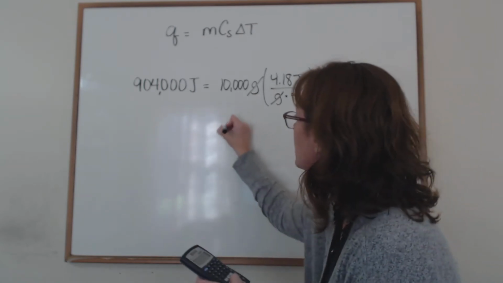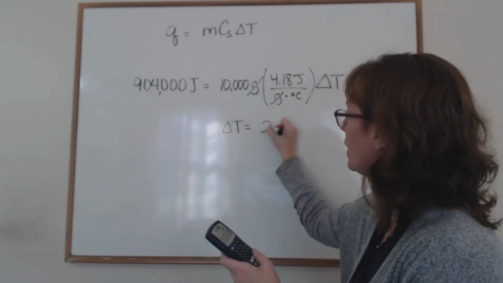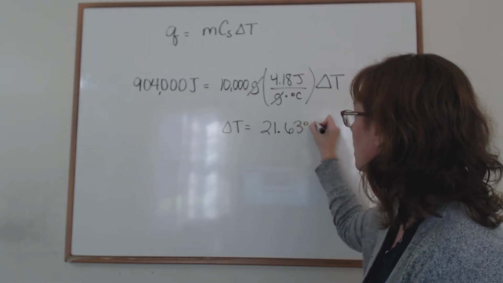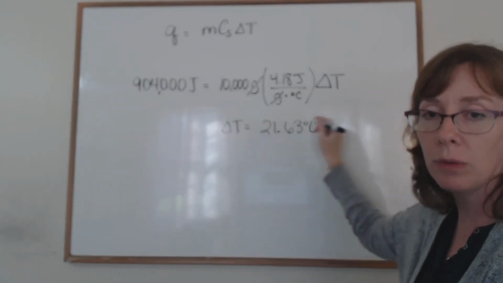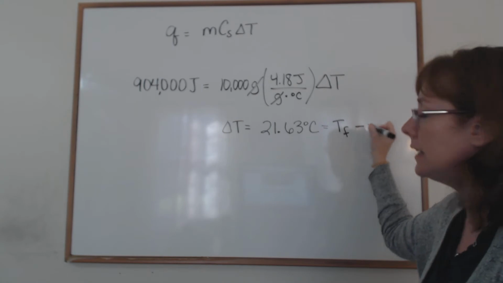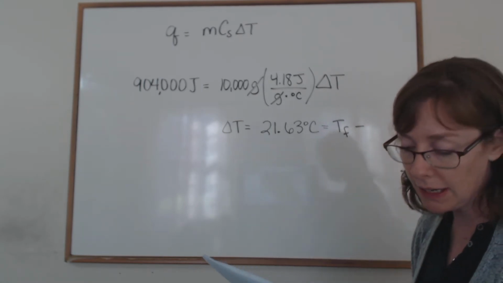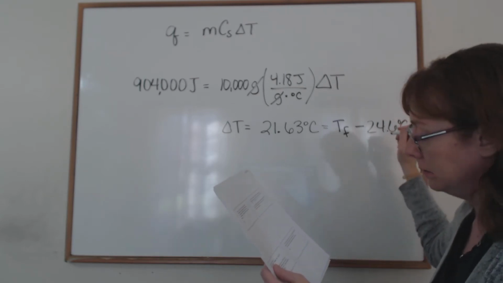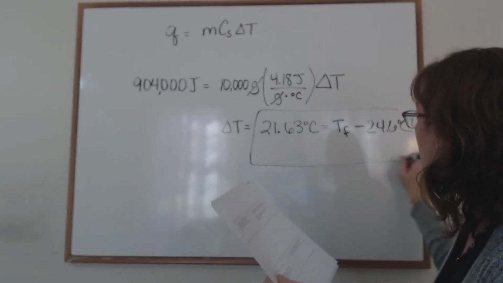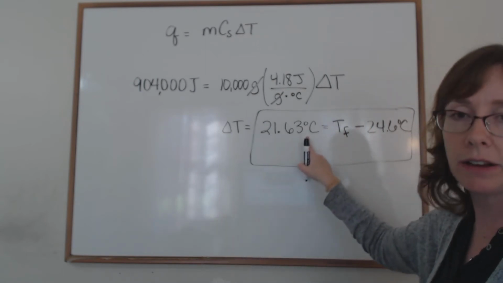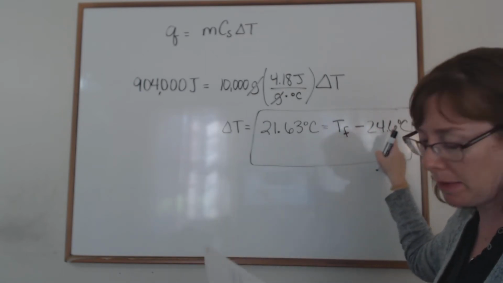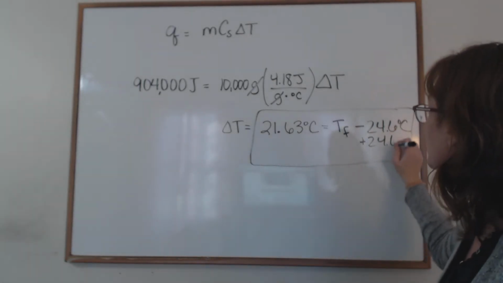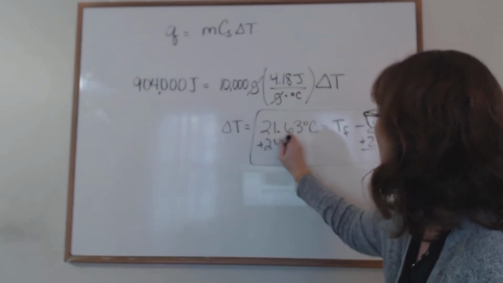All right, I'm getting that delta T is equal to 21.63 degrees C. Delta T is equal to T final minus T initial, and I was given the T initial, it's 24.6 degrees C. So really this is the equation that I'm working off of. I have delta T, and I'm setting it equal to T final minus T initial. So I just need to solve for T final, which is add T initial to both sides.